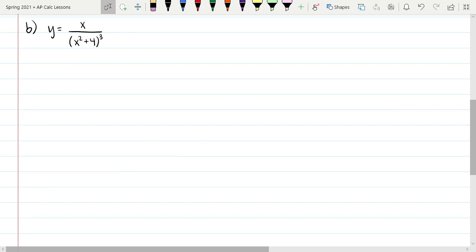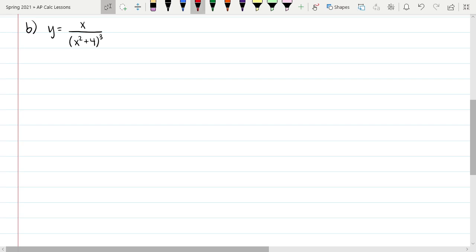All right, so let's look at another example here. This time we have y equals x over the quantity x squared plus 4 to the third power. Again, when we read this function to ourselves, hopefully you're recognizing that this is a quotient. So we're going to have to use the quotient rule.